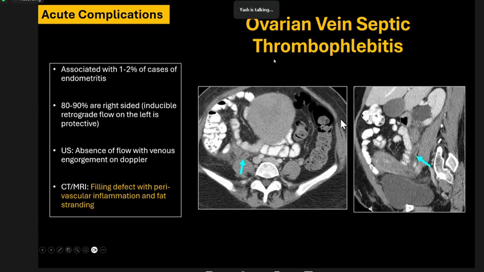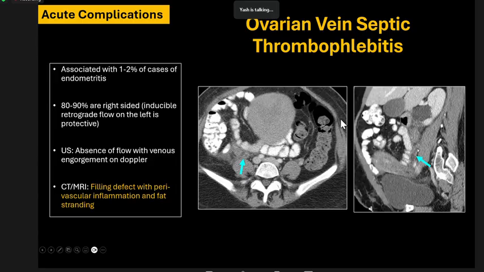Next complication is ovarian vein septic thrombophlebitis. So if there's any inflammation happening in a female pelvis, I always make sure that I look at the gonadal veins, the ovarian veins, more carefully. Ovarian vein septic thrombophlebitis is one of the known complications of cesarean section.